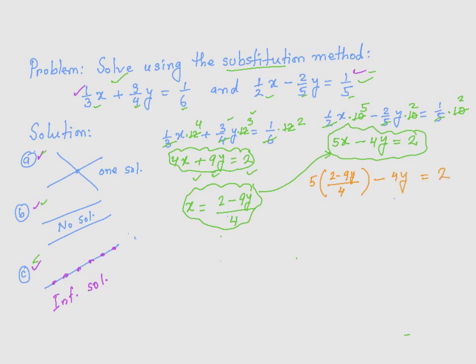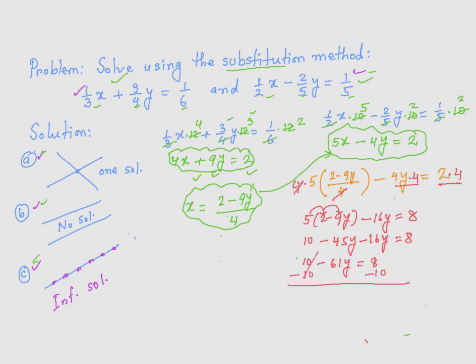Now, to make my calculation simple, I'm going to multiply both sides by 4 so that this 4 and this 4 cancel out, and I have only 5 times (2 minus 9y) minus 16y is equal to 8. Now it's much simpler. 5 times 2 is 10 minus 5 times 9 is 45y minus 16y is equal to 8. Then 10 minus 61y, because negative 45 minus 16 is 61, is equal to 8. I'm going to subtract 10 from both sides. That's going to give me on the left-hand side negative 61y, on the right-hand side negative 2. Now I divide both sides by negative 61.